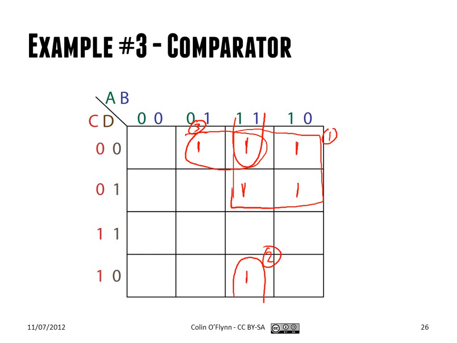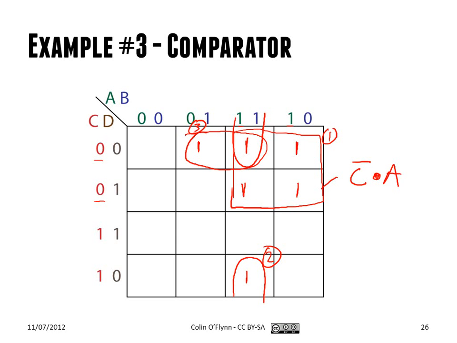So the first term, we can say C is always 0, we notice. So it'll be composed of C complement. And D varies, D is 0 and 1, and A is always 1, so C complement and A.